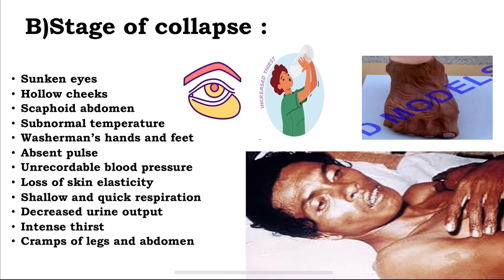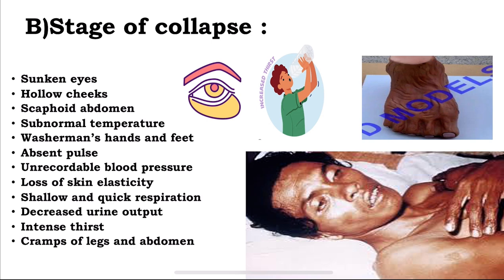Here there is a complete depletion of fluids and electrolytes, severe depletion has occurred. This results in various physical signs like sunken eyes and hollow cheeks. The eyes may appear sunken and the cheeks may appear hollow due to the fluid loss. And then we have the scaphoid abdomen and subnormal temperature. The temperature is going to be subnormal. Washerman's hands and feet, they are completely cold. Washerman's hands and feet. Weak pulse or absent pulse.